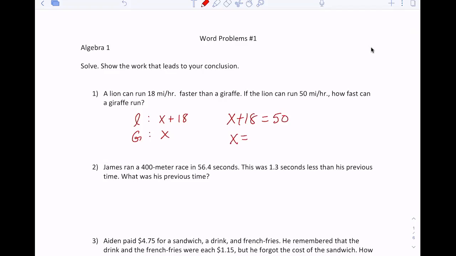Now, if X plus 18 equals 50, then X is going to equal what? 32. Now, everybody, of course, is going to put 32 miles per hour. Now, what does X represent? The giraffe. So did we solve it properly? Yes, because it's asking for the giraffe.